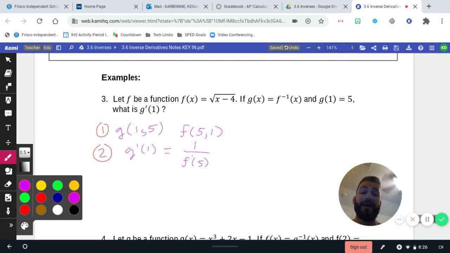So now I know what I'm looking for. I need to find the derivative. I need to find the derivative at 5, and then I'm just going to take the reciprocal of whatever that value is, because it's just going to be 1 over the derivative's value at 5. So step 3, let's find that derivative.